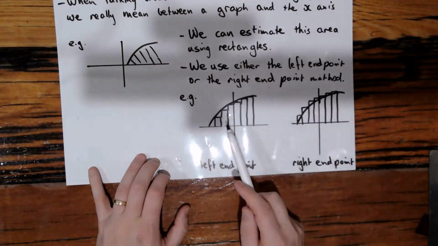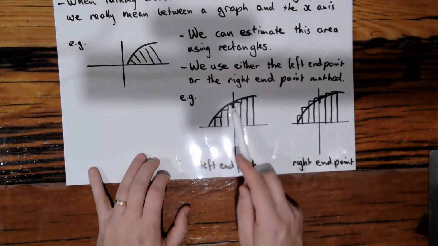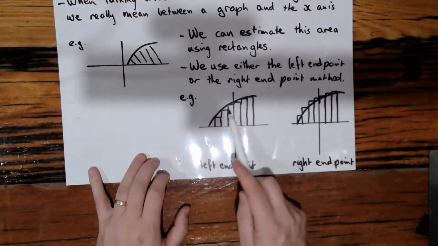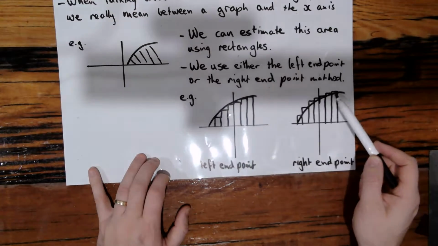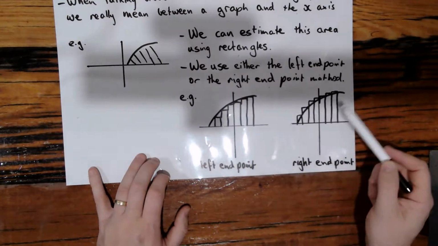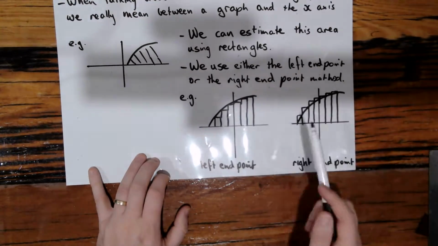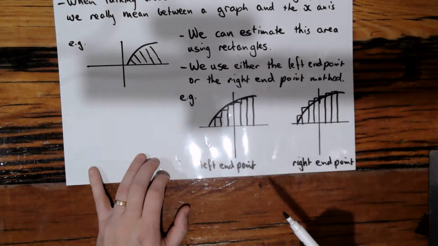You can see in this example, the left-hand endpoint will give an estimate that's less than the actual area. The right-hand endpoint in this case would give a value that's bigger than the actual area. And if we average those, we get something even closer again.